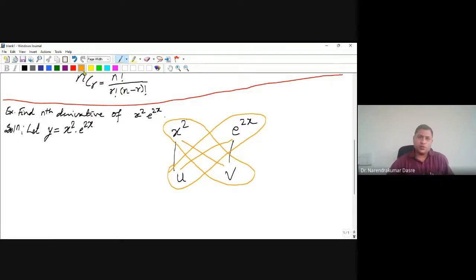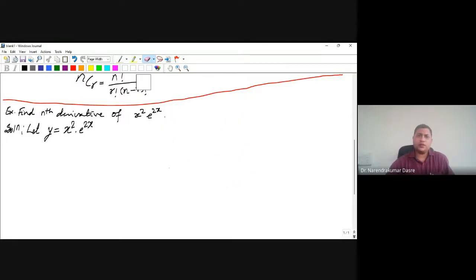Now you got the idea of vanishing derivative, because of how we decided this. After a few derivatives, the derivative of x square will be zero, so all remaining derivatives will be zero. But in the case of e raised to 2x, all the nth derivatives will exist. Hence we consider u as e raised to 2x and v as x square, and that's why I'll rearrange this function as e raised to 2x into x square.